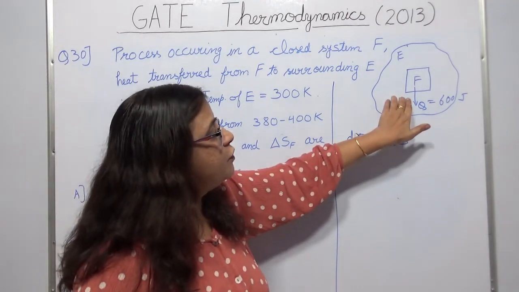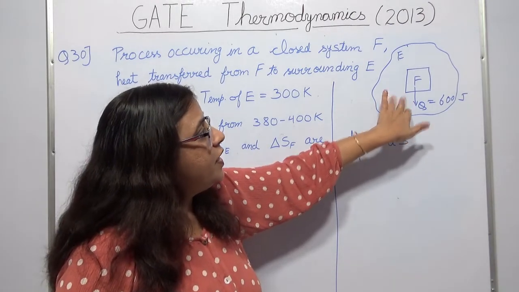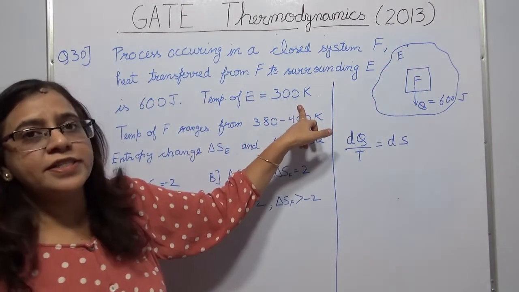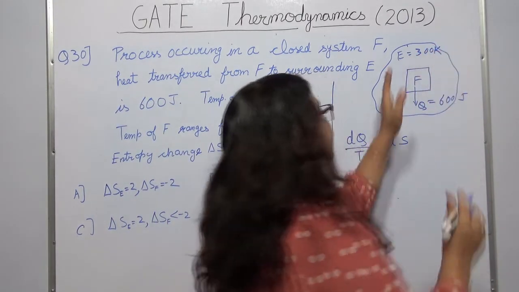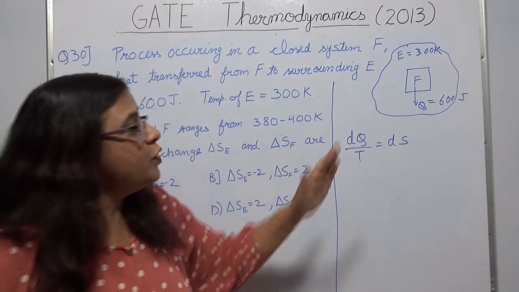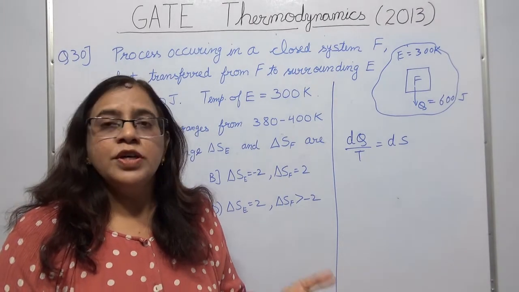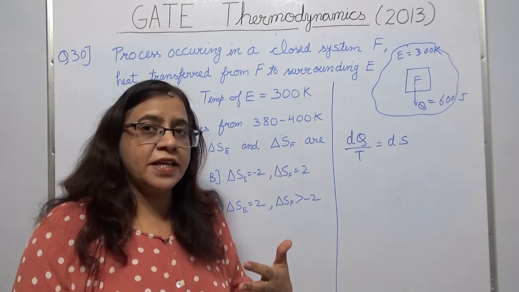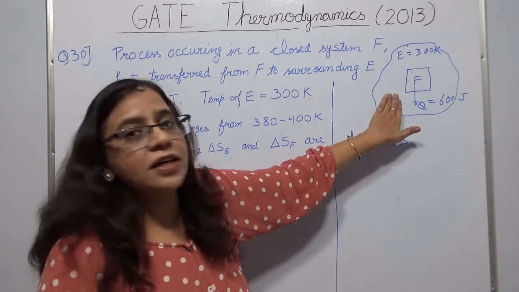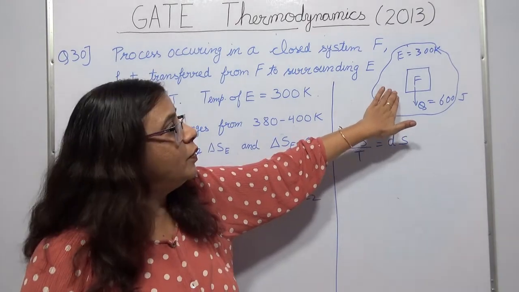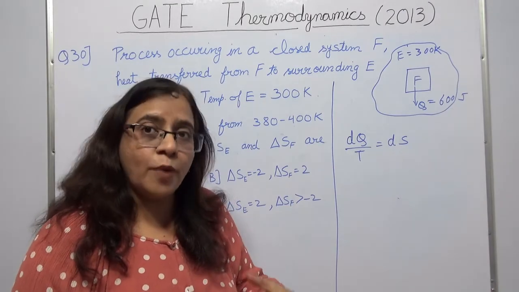Okay, so first you focus your attention only on the surrounding. This surrounding is maintained at a constant temperature, that is 300 Kelvin. Okay, so basically it is acting as a thermal reservoir. So it is accepting heat, but the temperature is not changing. That is what thermal reservoirs do. They take in heat or they supply heat without undergoing a change in their temperature, right? So this is a kind of thermal reservoir. Okay, so what it is doing is it is just taking in heat from the system.